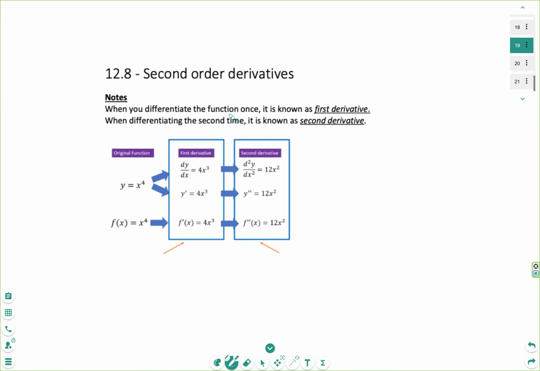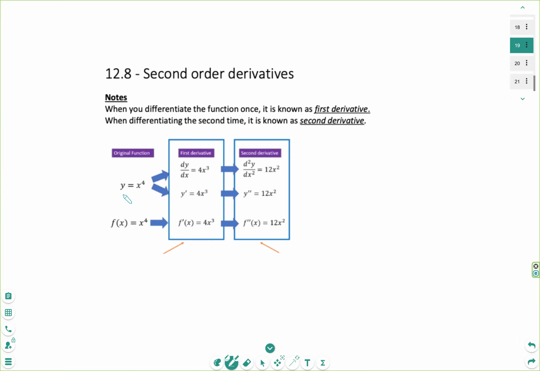When you differentiate the function once, it is known as the first derivative. So anything you've done previously is called the first derivative. When you differentiate a second time, it's known as a second derivative. That's what it means. So for example, we have the original function here, y equals x to the power 4.